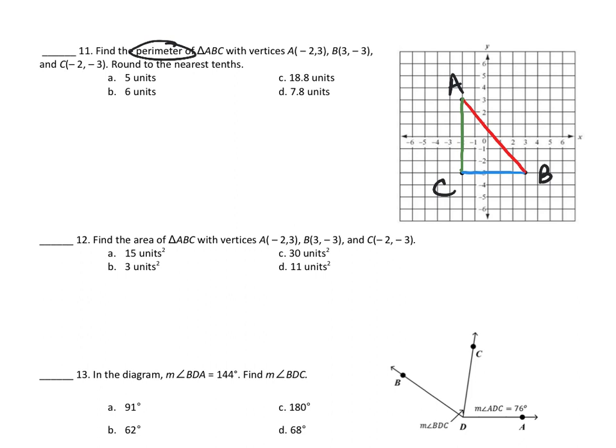What's the length of the green part from C to A? That one should be easy. We don't even need a calculator for it. What is the length from C to A? It should be 6. Now, how do we know it's 6?